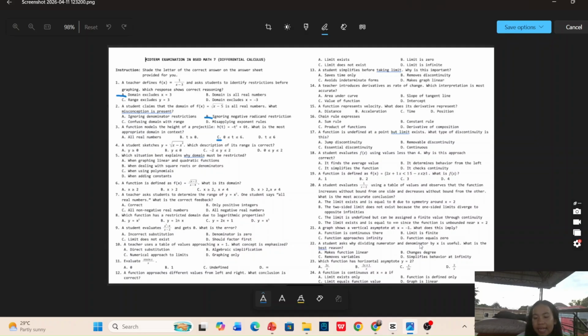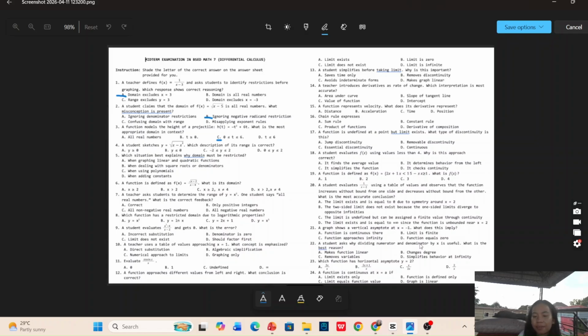It is so important to divide numerator and denominator by x, so that for us students, it would help us simplify the behavior at infinity. Because if we do not do it, it would give us confusion about the behavior of the graph at infinity. Number 23. Which function has a horizontal asymptote y equals 2? So the correct answer for number 23 is letter B.